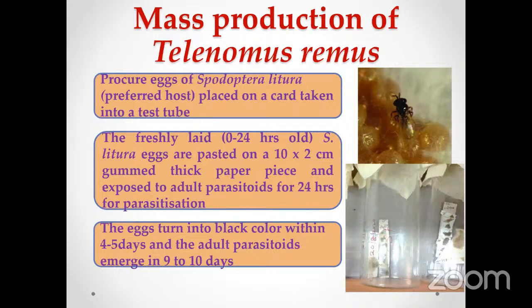This is also an egg parasitoid, but Telenomus remus is mass produced on Spodoptera litura or Spodoptera frugiperda egg masses. One important thing here is that better parasitation will be there if we give the egg mass within 24 hours. Whatever fresh egg mass we get needs to be given for parasitation. We collect the fresh egg mass and staple or gum it on a paper, and we give it for parasitation.